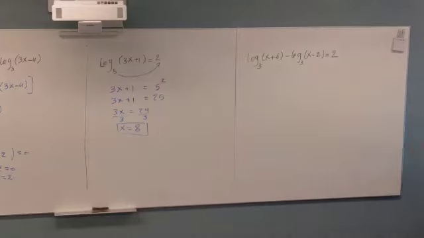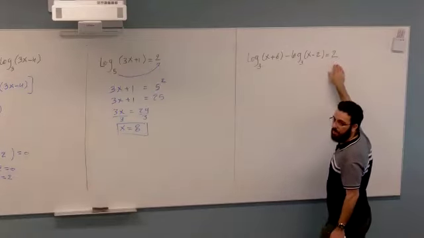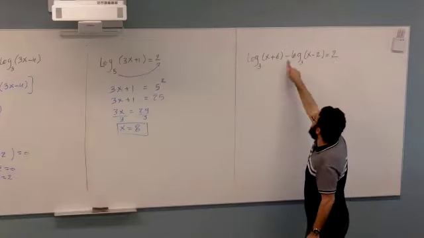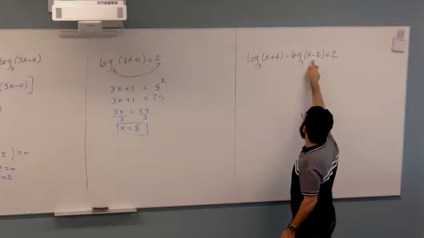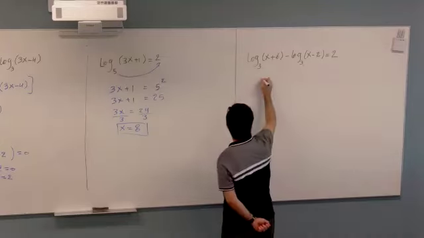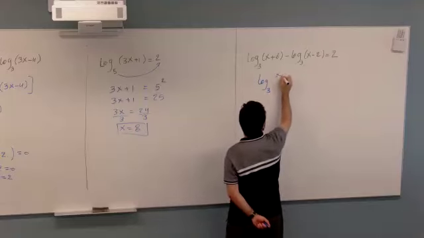Can I do the same thing with this example? Minus between, I'm not going to care about here because it's just a number. Minus between two logs, what does that mean? That means it's division, right? So it's going to be log, this one divided by this one. So it's going to be log base 3 of x plus 6 divided by x minus 2 equal 2. Now what's the next step?